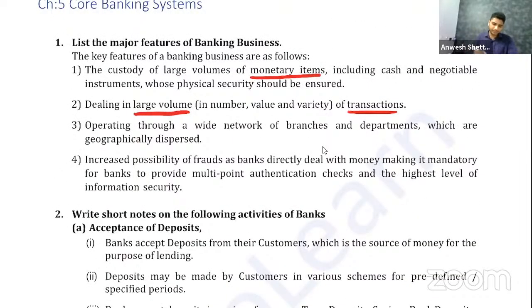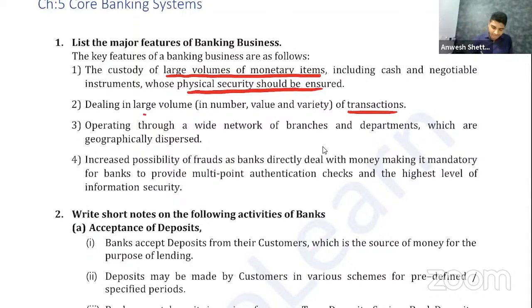Point number one is, when we talk about banking business, we speak about the custody of large volume of monetary items. So there is a huge locker, and in that locker, there is a huge amount of cash which is kept. When we speak about banks, there is a lot of cash dealing that takes place on a daily basis. And that is where the physical security should be ensured by keeping the cash in a proper locker. That is point number 1.